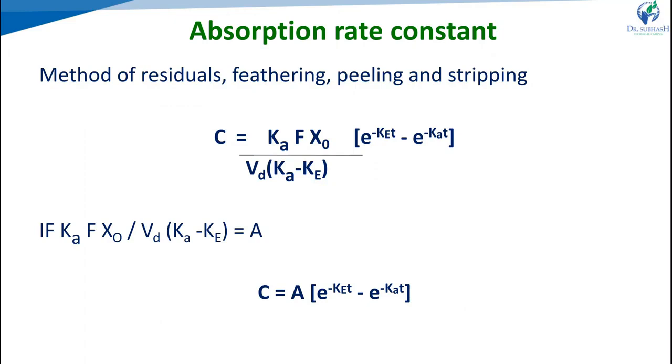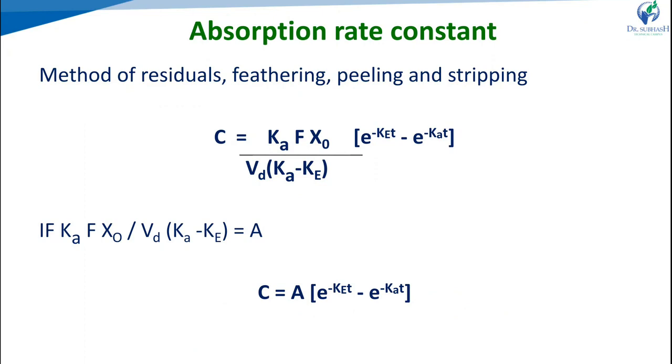So from the previous lecture, we have the one compartment open model extravascular equation: C is equal to KaF X0 upon Vd (Ka minus Ke) into bracket e raised to minus Ket minus e raised to minus Kat. Here we can assume that KaF X0 upon Vd (Ka minus Ke) is a constant value, so we represent it with the symbol A, so the complex equation becomes simplified. So it is a hybrid constant. The total value of KaF X0 upon Vd (Ka minus Ke) we can assume as A.